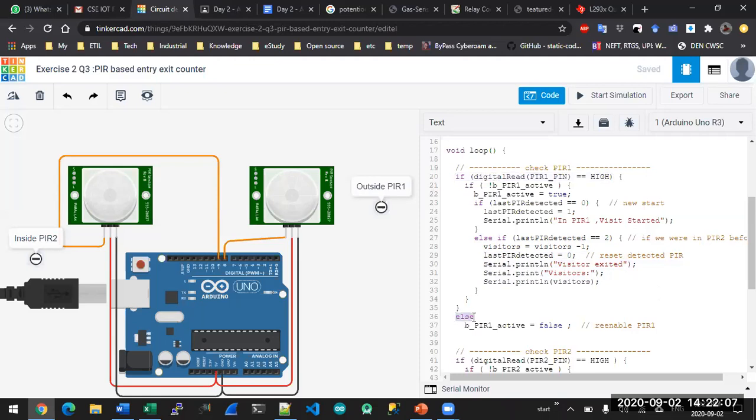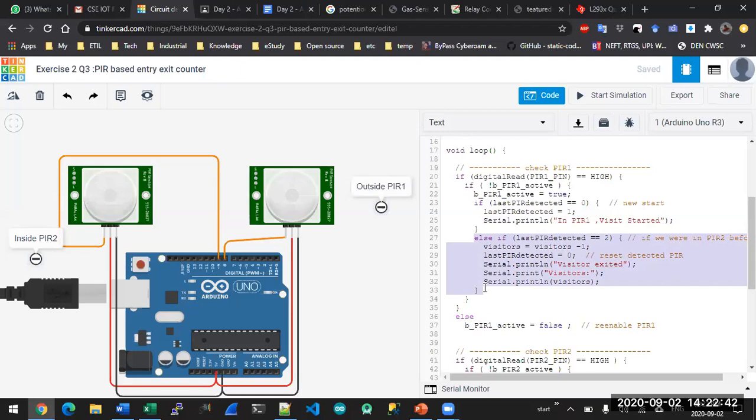And first we have checked whether the outside PIR is activated or not. If not activated, in the else condition, we are making this active variable false. So in this case we are detecting the first PIR. If that is the initial condition, that means the entry has started, like in this condition. And if the last PIR detected was 2, that means the person is going outside, with this else if condition.